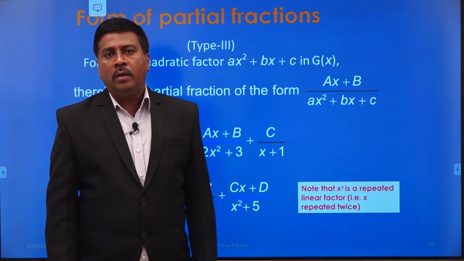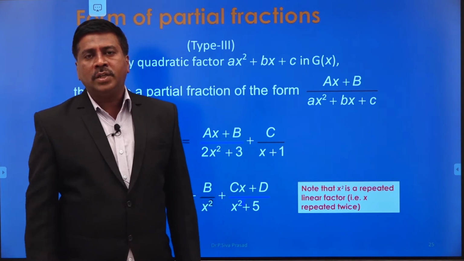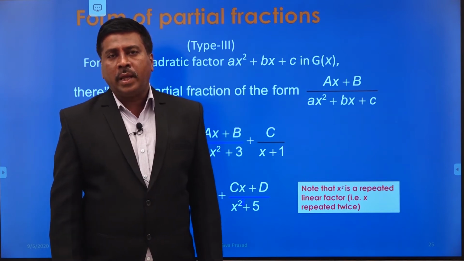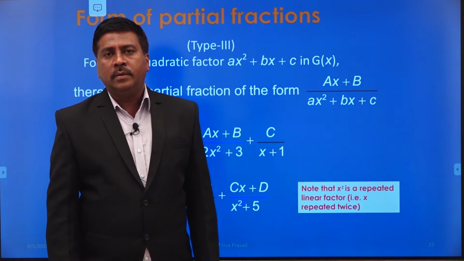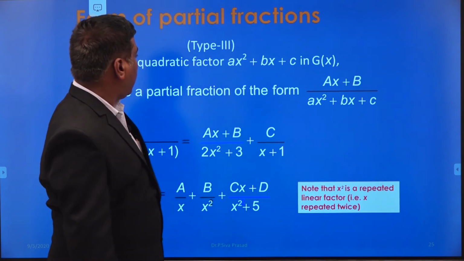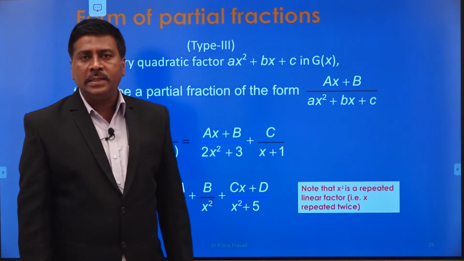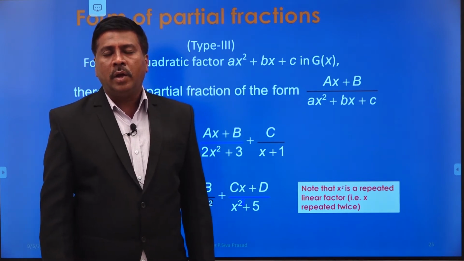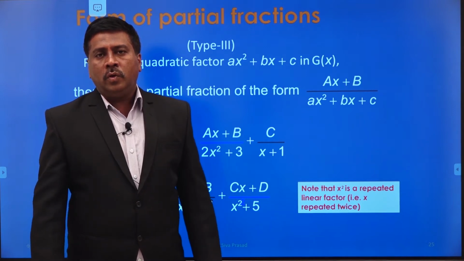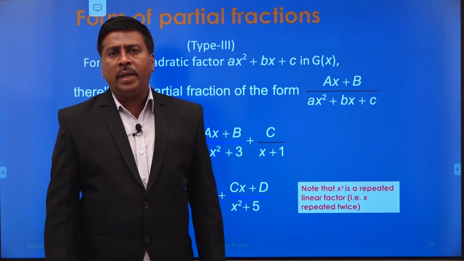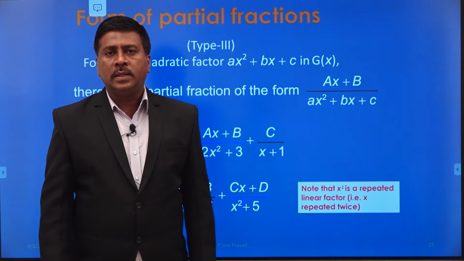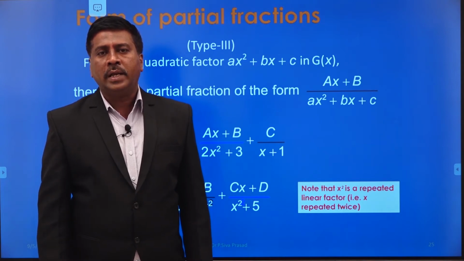In the fraction f of x by g of x, the types are categorized into 4 types, depending on whether quadratic factors or linear factors appear in the denominator g of x: type 1, type 2, type 3 and type 4. In my previous lectures, we completed type 1 and type 2, discussing how to resolve the partial fractions.